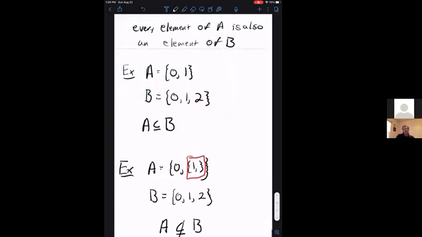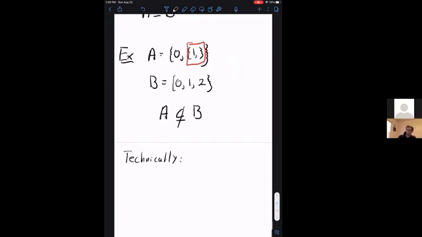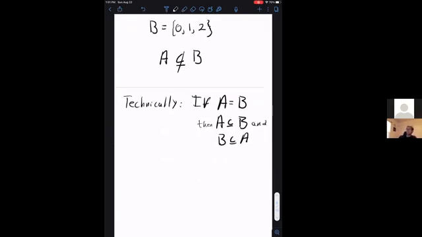That's just something to be aware of. Okay. If you look at the above definition, technically, by the above definition, if A equals B, like if they're the same set, then A is a subset of B and B is a subset of A. That's what technically that means.